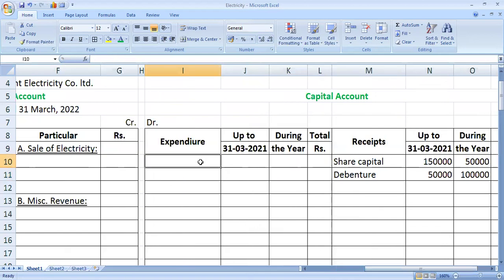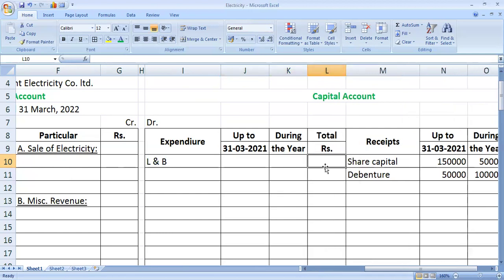Land and building. Total amount of the land and building, 1 lakh. Additions during the year, 50,000. Remaining balance, 50,000.